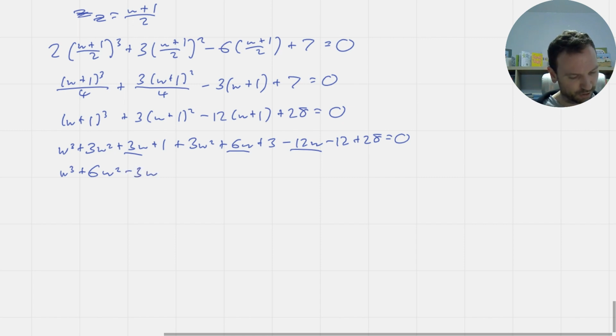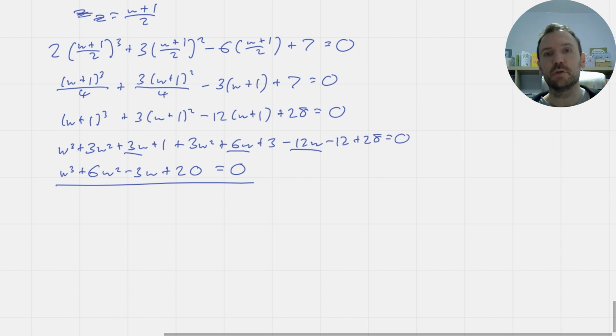And finally, plus 1 plus 3 subtract 12 plus 28 is going to give us plus 20 equals 0. So this is our final equation. You need to make sure you state that equals 0. You're asked for an equation. If you don't write equals 0, you will lose a mark on an exam because you're just writing an expression there.